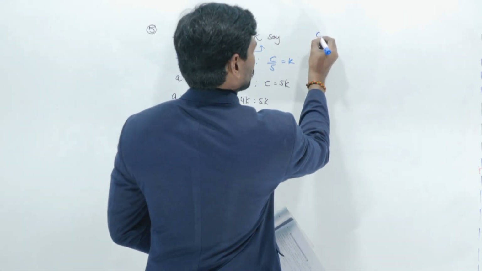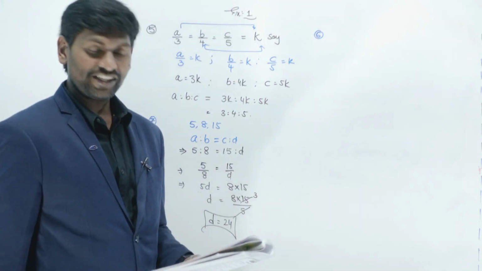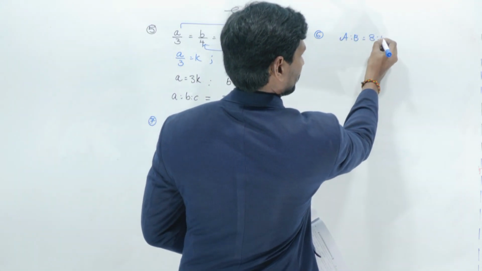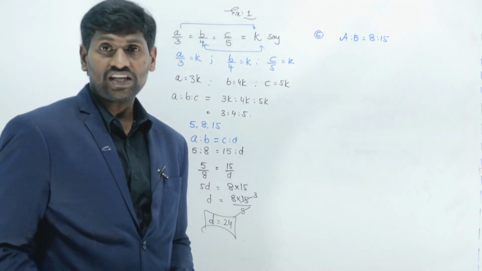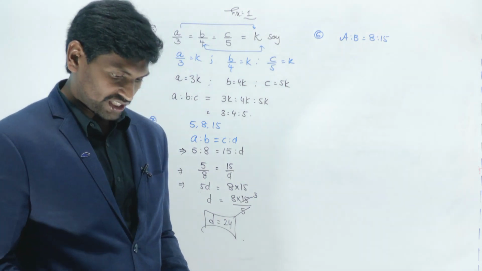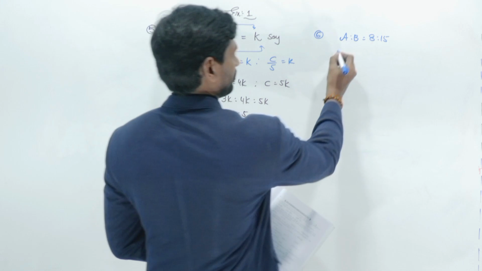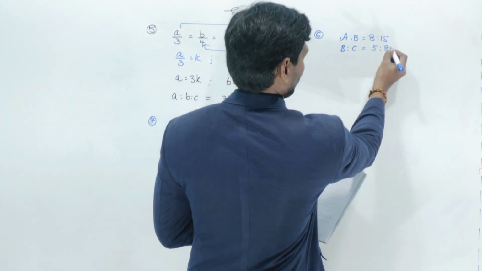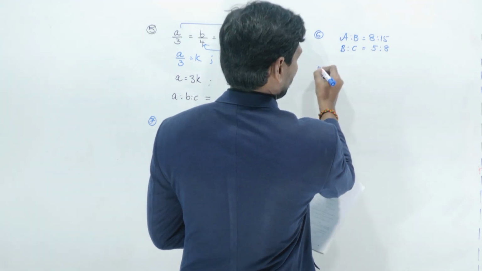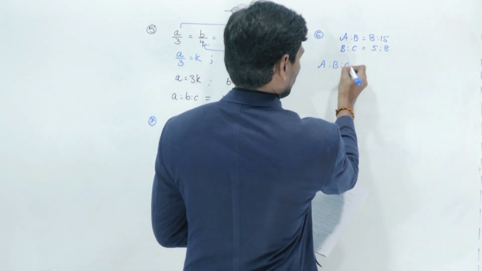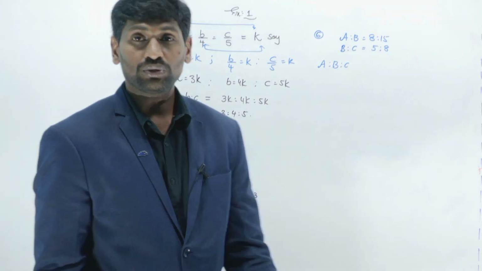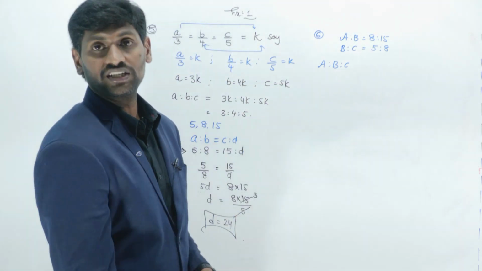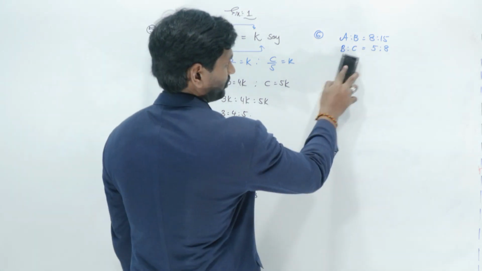Now, the sixth problem: A is to B equals 8 is to 15. And also given, B is to C equals 5 is to 8. Then try to find A is to B is to C. Two ratios are given separately, but we are asked for A is to B is to C together. Now let us see how to do this one.